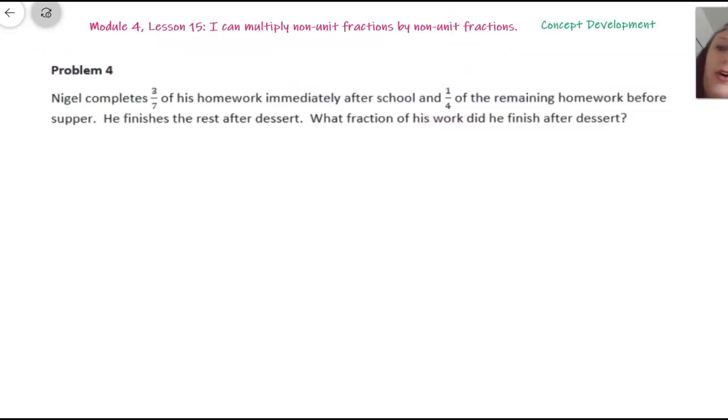Okay, problem number 4. It says Nigel completes 3/7 of his homework immediately after school and 1/4 of the remaining homework. Let me just highlight that real quick. Let's highlight it because that's important. That's an important word to remember. And 1/4 of the remaining homework before supper. He finishes the rest after dessert. What fraction of his homework did he finish after dessert? So let's go ahead and set this up using a tape diagram.